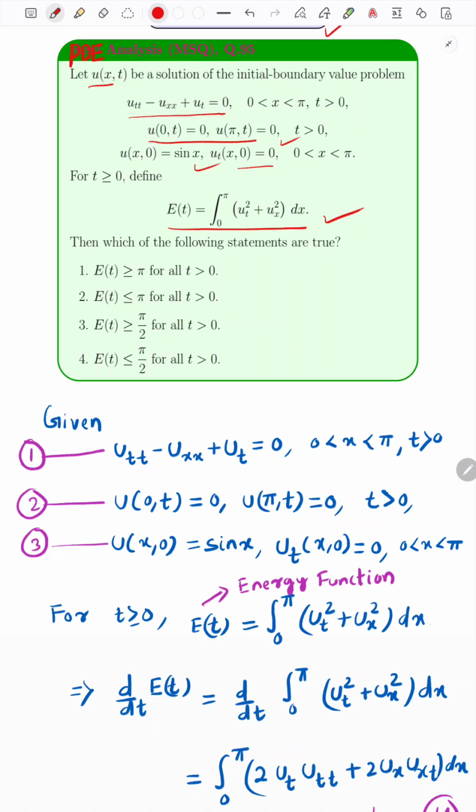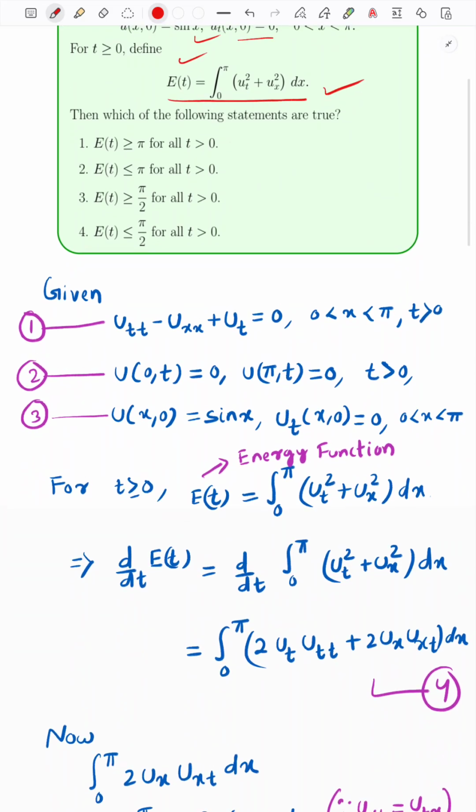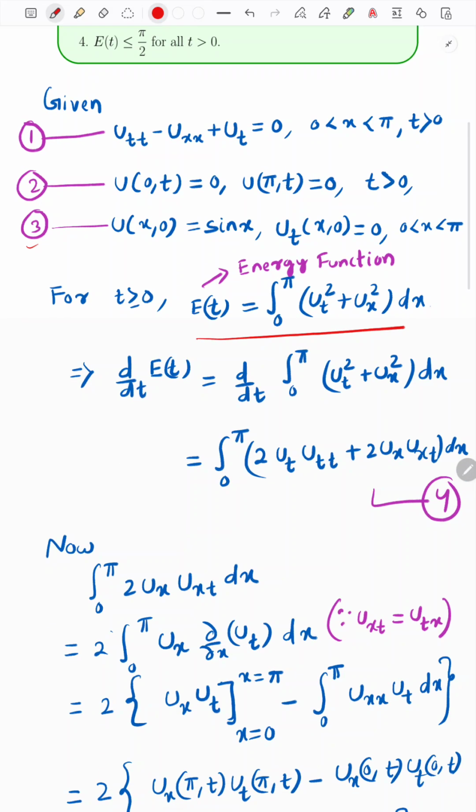Since the energy function is given, our natural method is to apply the standard energy method. We rewrite these equations and name them: the first is equation 1, the boundary condition is equation 2, the initial condition is equation 3, and our energy function is the one given. Then we differentiate the energy function on both sides, and we reach this step.